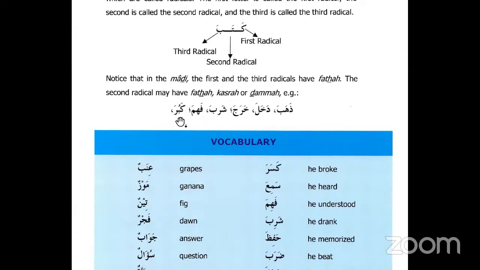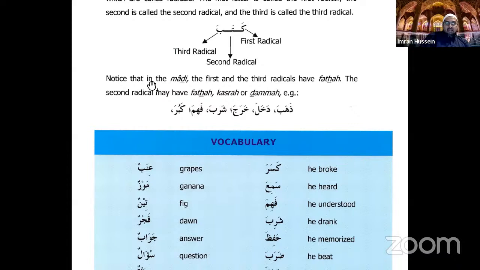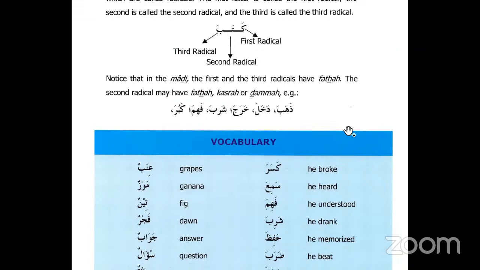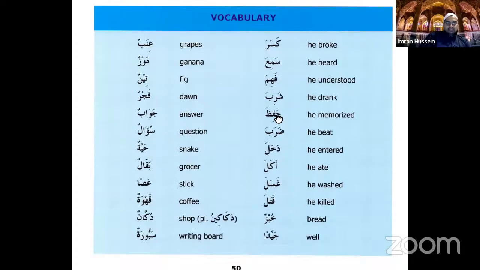Notice that in the madi, the past tense, the first and the third radicals have Fatha. The second radical may have Fatha, Kasra, or Damma. Meaning, in this one here, Ka and Ba will always come with Fatha. The second radical can come with a Fatha, Kasra, or Damma. Let's go through them now. Dhahaba, dakhala, kharaja, shariba, fahima, kabura. Excellent. Is that clear for you, Sister Siddiqa?